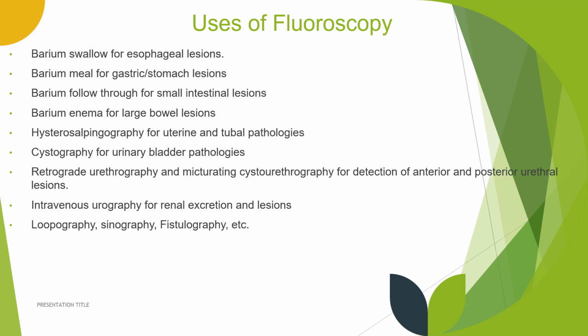And then for fluoroscopy, we make use of it for visualizing luminal structures in real time. So whether they are esophageal lesions, where we use barium swallow, gastric lesions, barium meal, follow-through for small intestinal lesions, or enema for the large bowel. And of course, we also use it outside the GI tract, where we have hysterosalpingography for uterine and tubal pathologies, cystography for urinary bladder pathology, retrograde urethrography and micturating cystourethrography for the anterior and posterior urethra. And there are so many of them that we use.